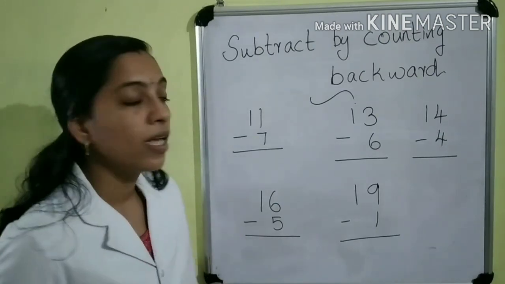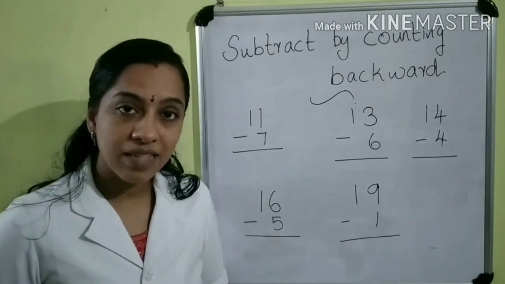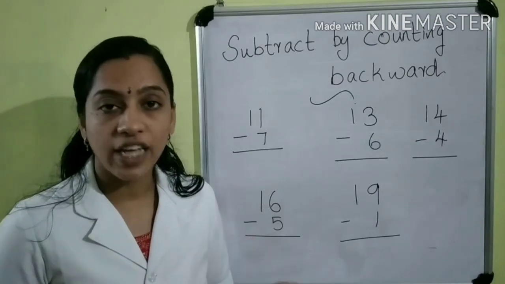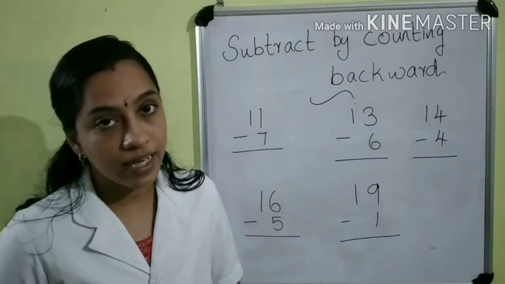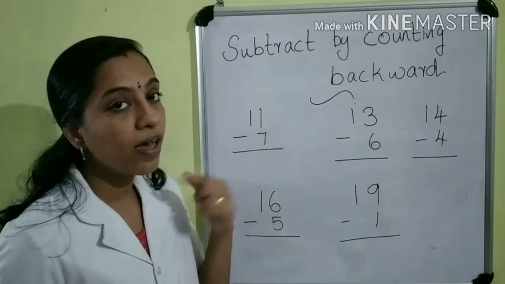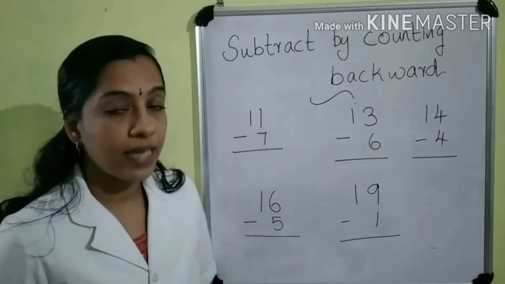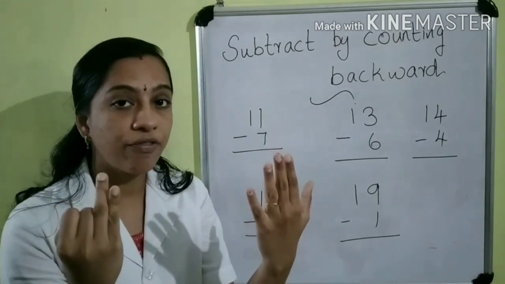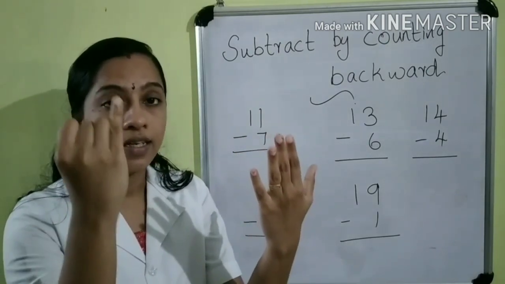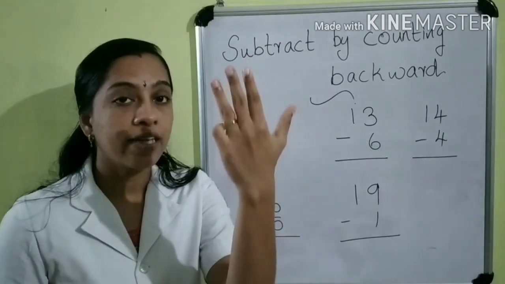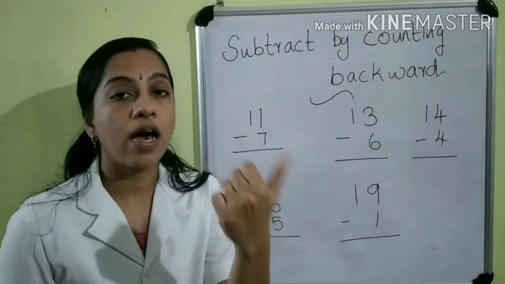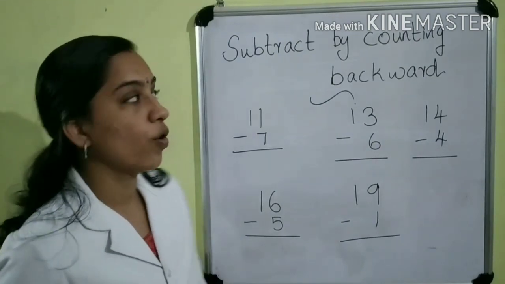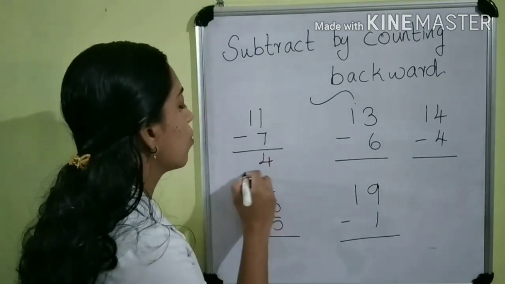Our first problem, 11 minus 7. In this method, we will keep the first number in our mind and take the second number in our fingers. Here, it is the first number, 11. Then, second number, 7. So, let us take 7 fingers. Then, count backward from 11. That is 10, 9, 8, 7, 6, 5, 4. So, 11 minus 7 is equal to 4. So, we can write here 4.